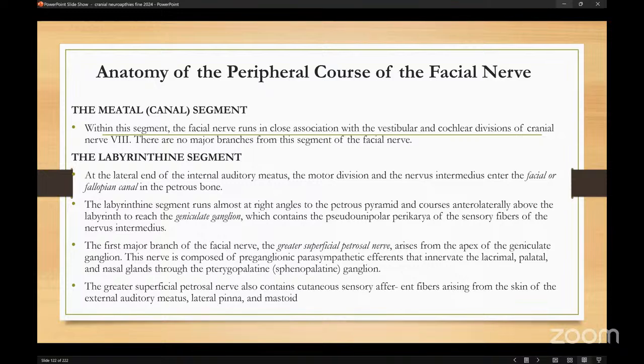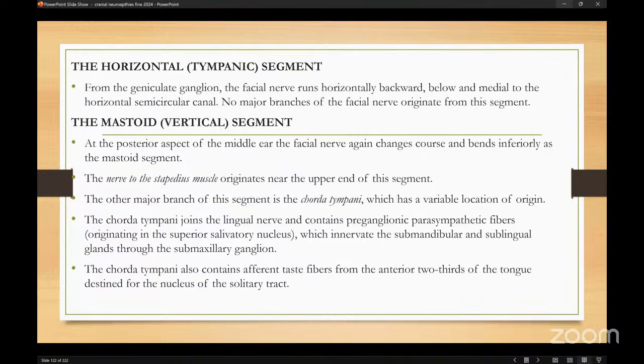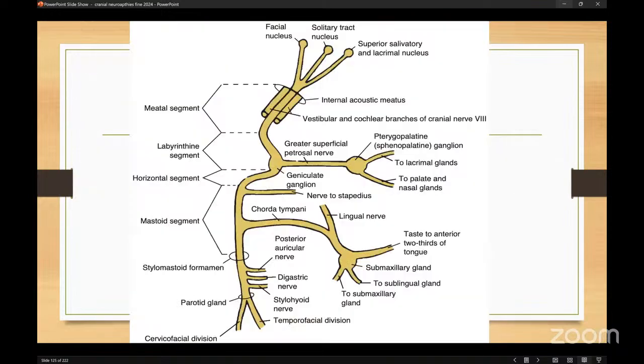So the facial nerve segments: one is the meatal segment, when it enters into the internal auditory canal. Then you have a labyrinthine segment, then a tympanic segment, that is the horizontal segment, then the mastoid segment. I'll just show it here. Here you can see, with all the nuclei, the facial nerve enters into the internal acoustic meatus. That is the meatal segment. Then it travels along with the eighth cranial nerve, and enters the labyrinthine segment.